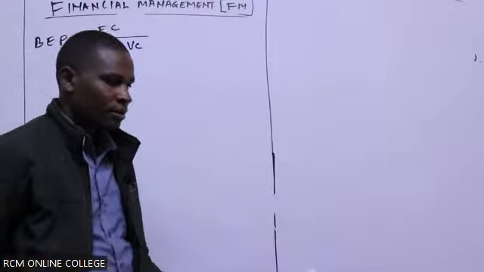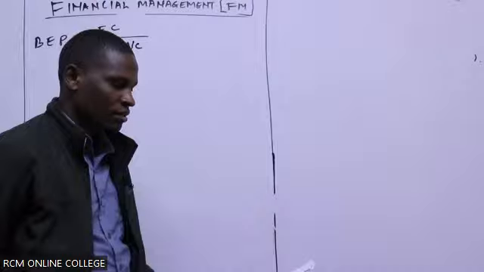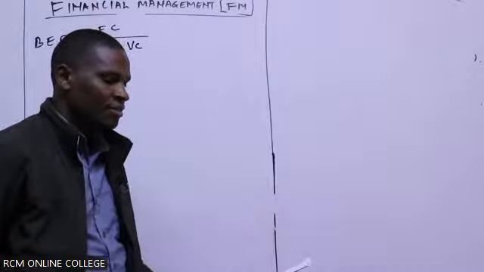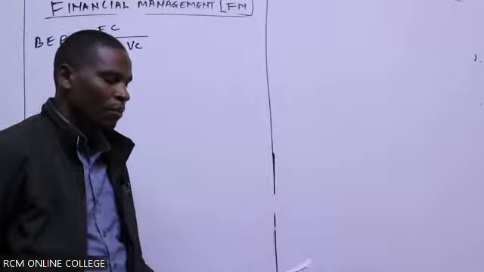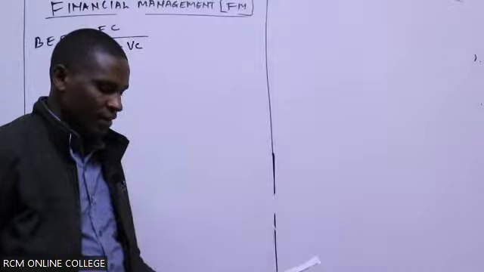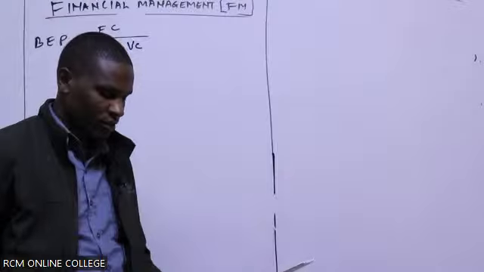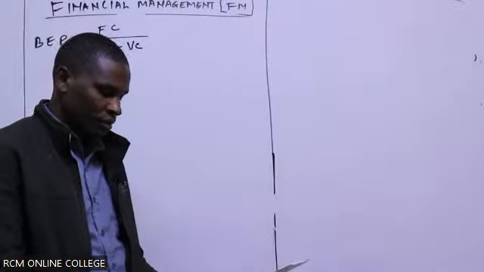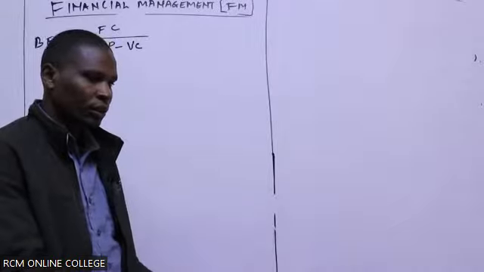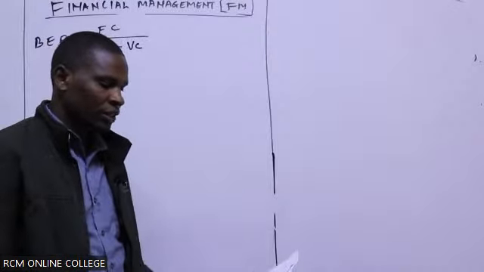In fact, it is the last statement. The firm has a fixed operating cost of 500,000. So our 500,000 is our fixed what? Is our fixed cost. Our 500,000 is our fixed cost.